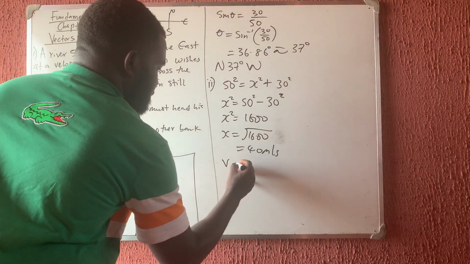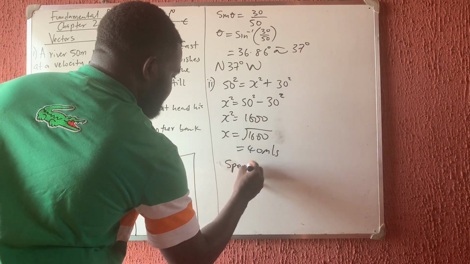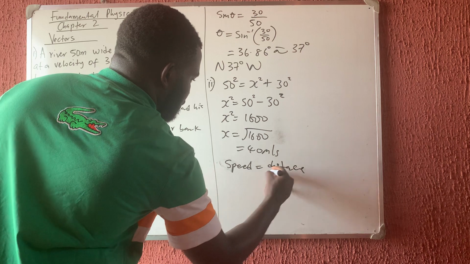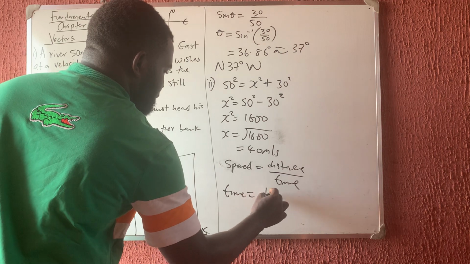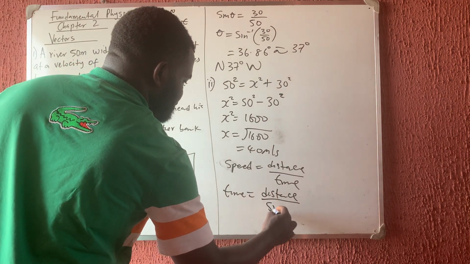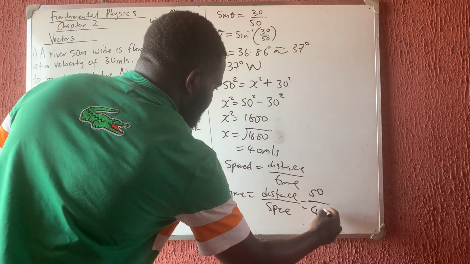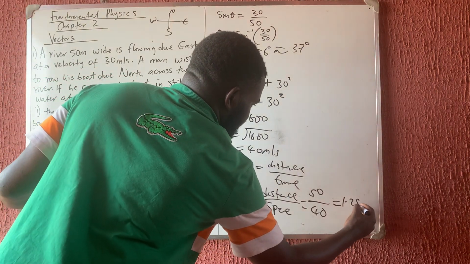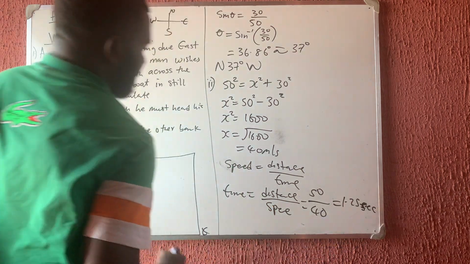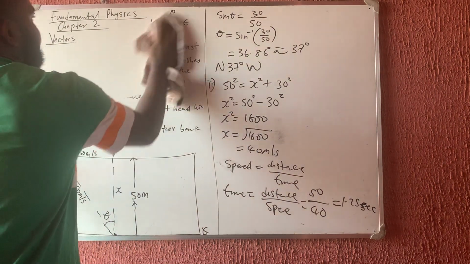Speed is equal to distance over time. So therefore my time will now be distance over speed. The distance is 50, divided by the speed, 40. So 50 divided by 40 will give you 1.25 seconds. So that is the time it will take the man to get to that point. All right, it's very, very simple. We move to the second question.